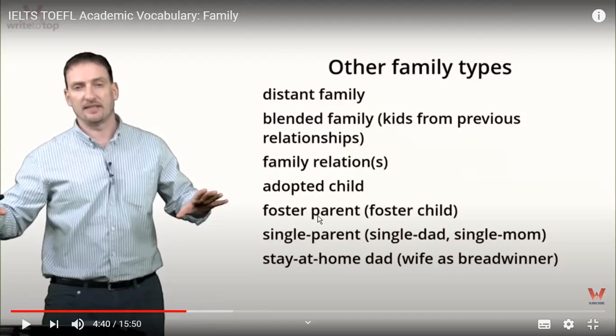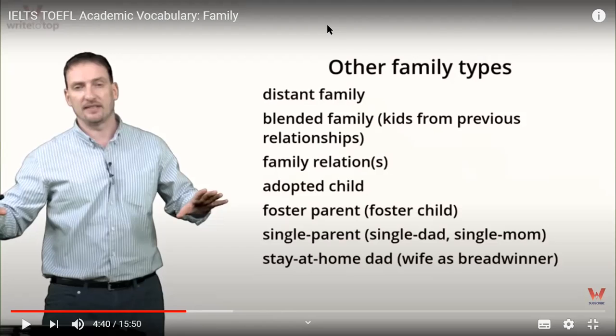Foster parent is a parent that, please switch off your microphone. Foster parent is.